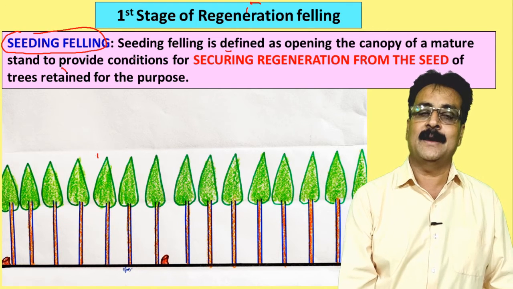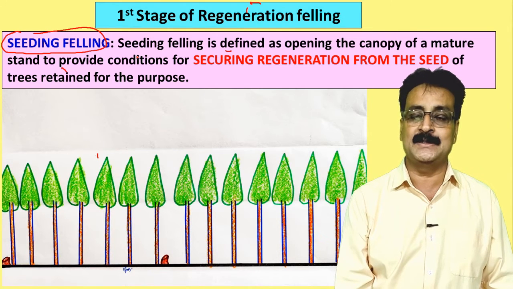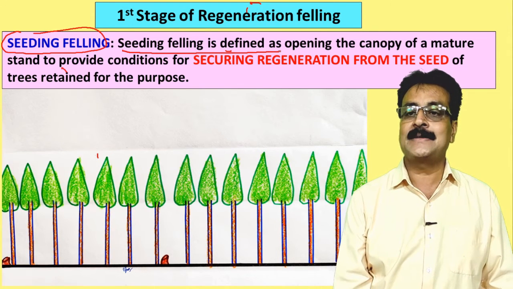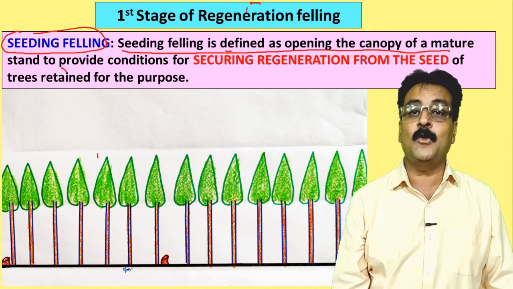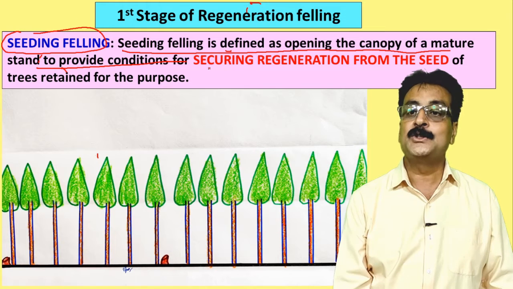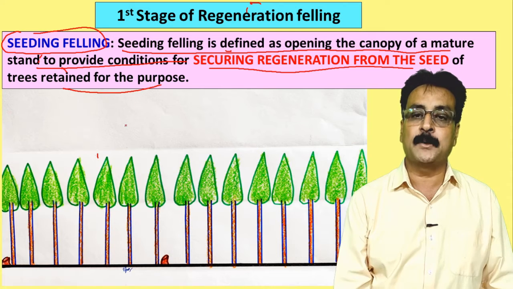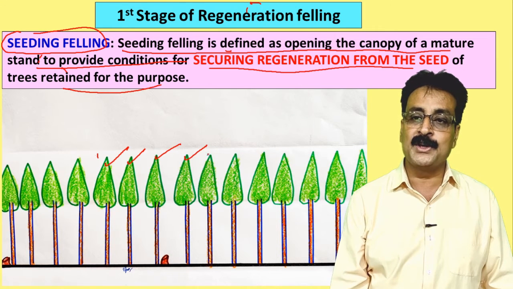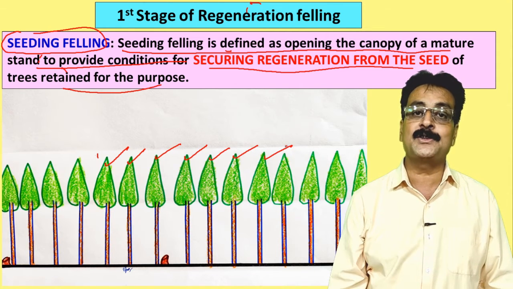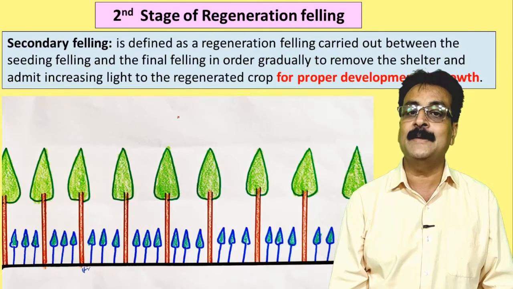Seeding felling. Now, it is not seedling felling, it is seeding, S-E-E-D-I-N-G. Seeding felling indicates seed. So seeding felling is defined as opening of the canopy of a mature stand to provide conditions like securing regeneration from the seed of the trees retained for the purpose. We are retaining these trees for what? We are retaining them for the natural regeneration, that is from seeds. So that is the objective of seeding felling.